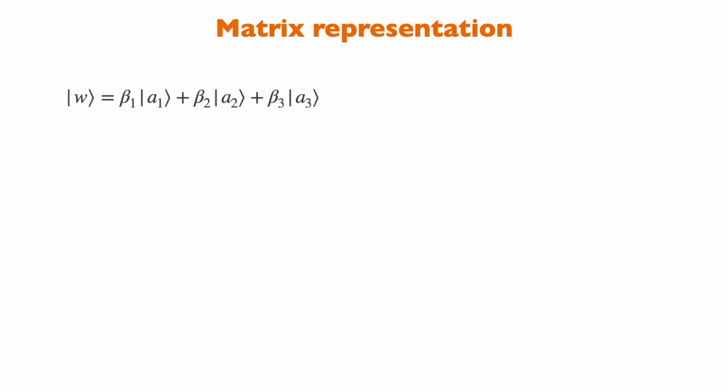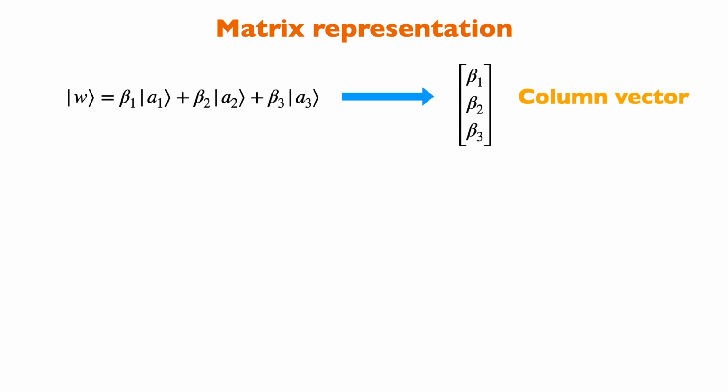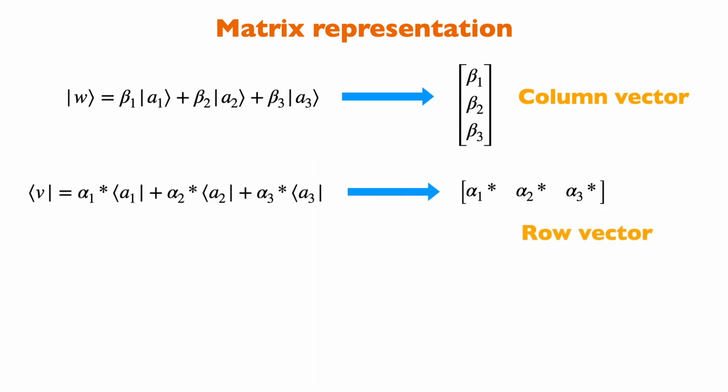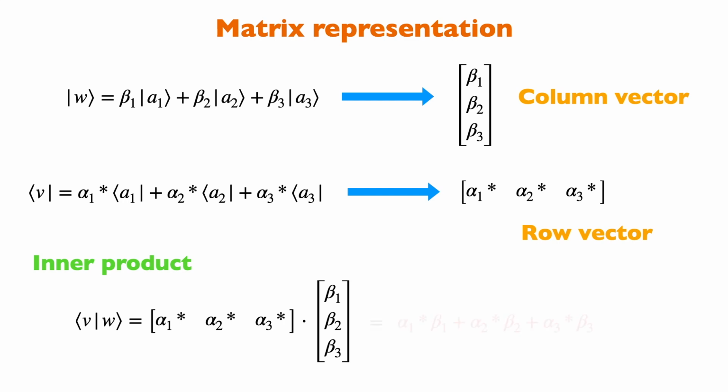Once we have chosen an orthonormal basis, it is often convenient to represent state vectors as matrices, as is commonly done with 3D vectors. The ket is represented by a column vector, while its dual, the bra, is represented by a row vector with all its entries complex conjugated. The inner product is then obtained by contracting row with column, similar to the dot product, but taking complex conjugation on the row.